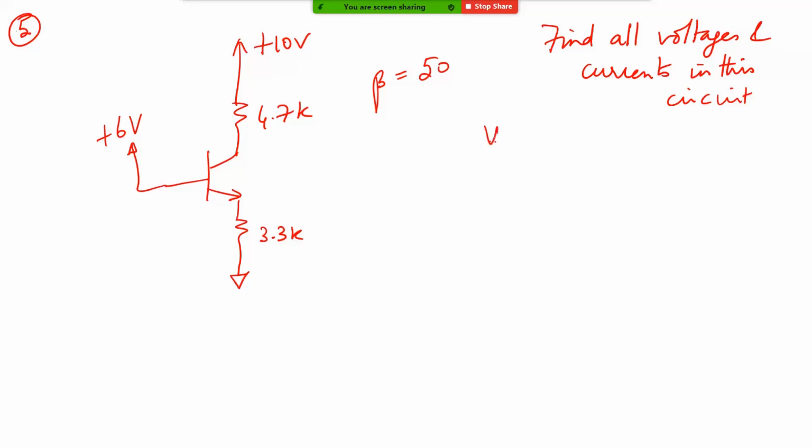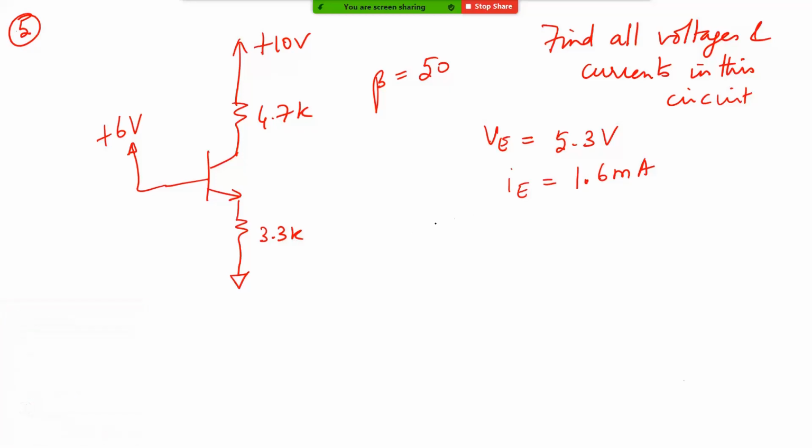What is the value of VE? 5.3. Yeah, 5.3 volt. Okay, very good. So what is IE? 1.6 milliamp. Wonderful. Okay, up to here things are fine.